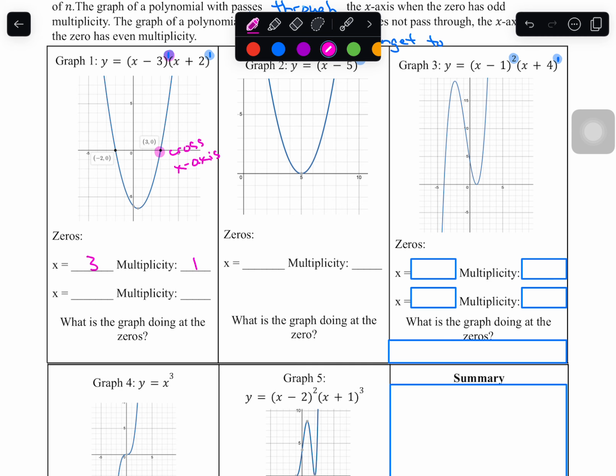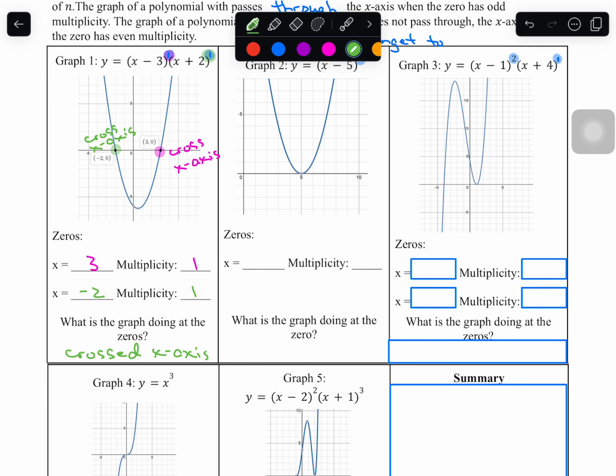Okay. Now, if I take a look at the other 0, and I look at negative 2, the multiplicity is again 1 because of that imaginary exponent of 1. And I also notice that this crosses the x-axis. So at both of those zeros, when the factors had multiplicities of 1, they both crossed or passed the x-axis.